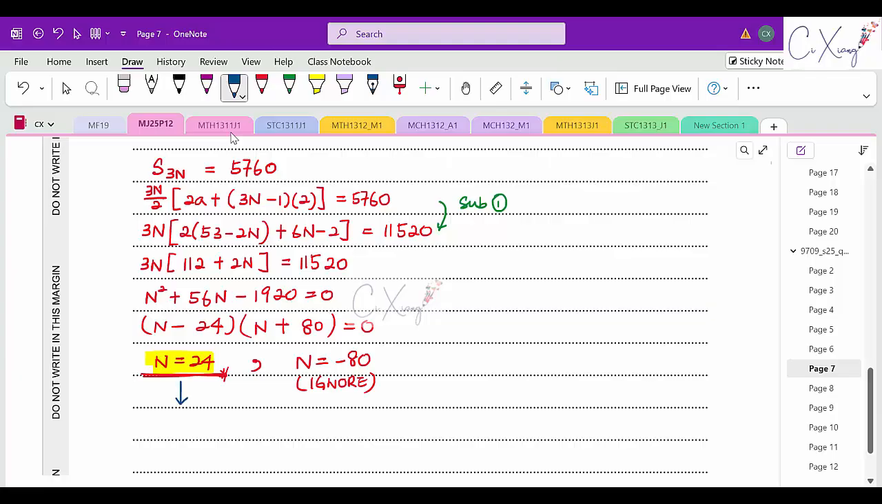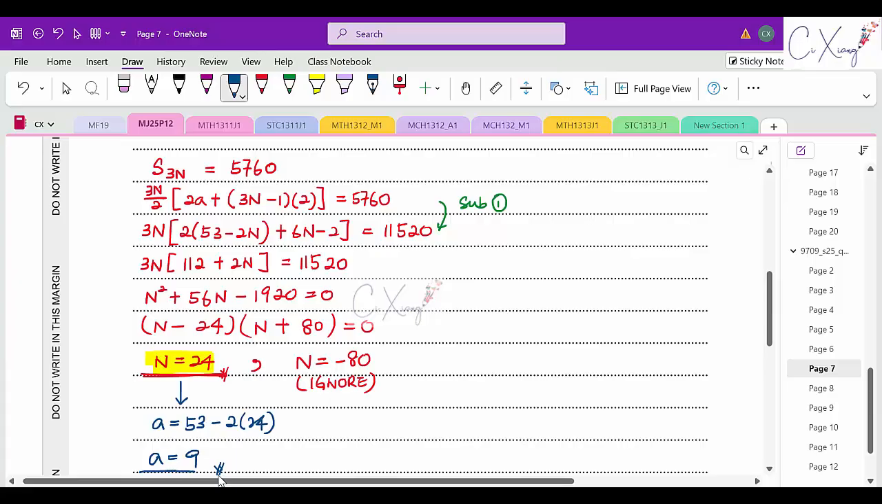How can you find the a? Substitute it back into the first equation. So a equals 53 minus 2n. Then what is the value of the a that you get? I think you will get 9. Right, so this is how we get the value for n and also a by solving simultaneous equations.